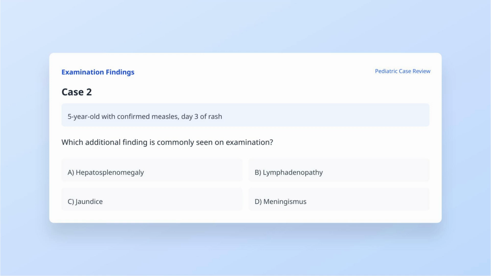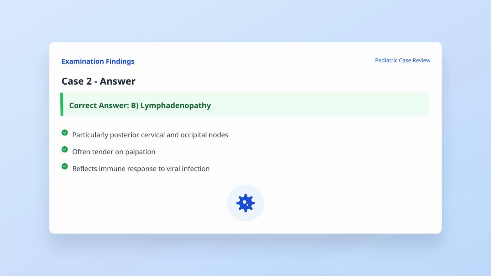A 5-year-old with confirmed measles is on day 3 of rash. Which of the following additional findings would you most commonly expect to see on physical examination? A, hepatosplenomegaly, B, lymphadenopathy, C, jaundice, or D, meningismus? The correct answer is B, lymphadenopathy.